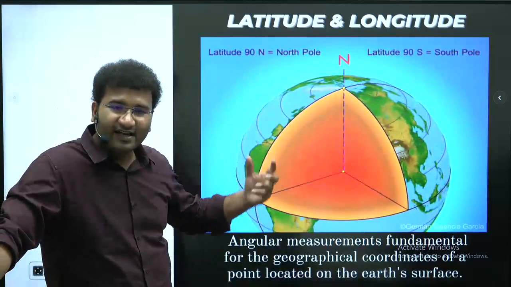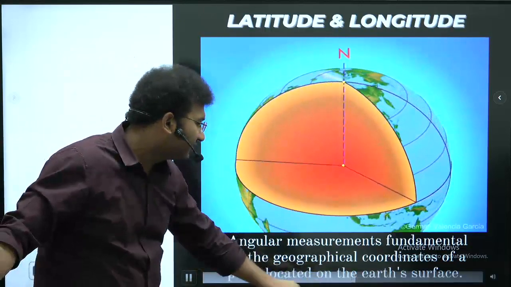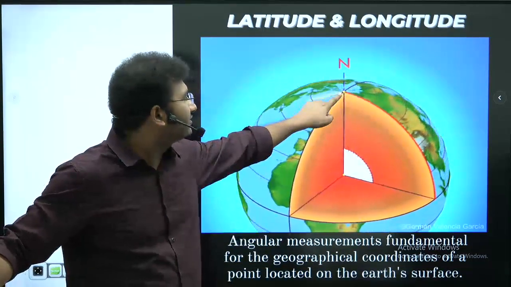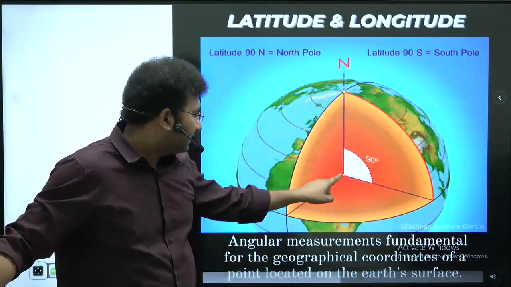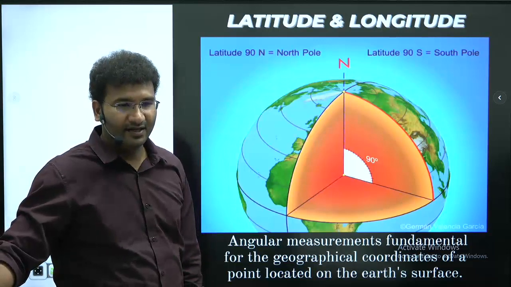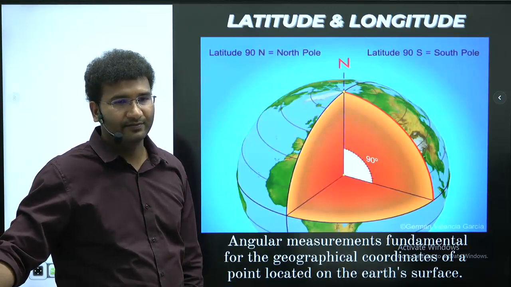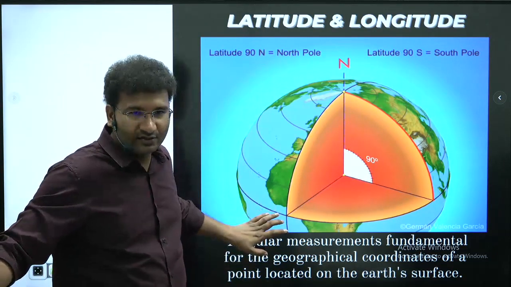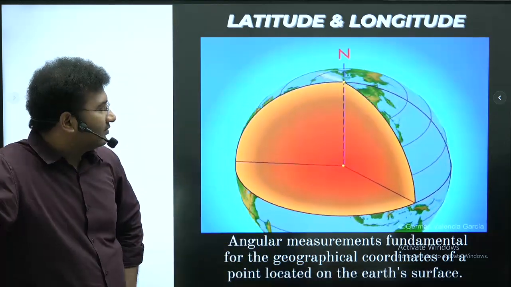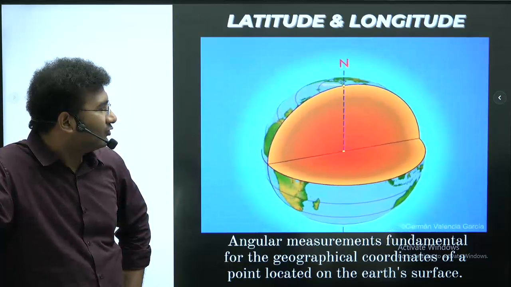Now why does 90 degrees latitude have so much significance? In simple terms, 90 degrees latitude will coincide with the poles. Look here, this angle with the North Pole is 90 degrees. Okay, 90 degrees latitude will coincide with poles, right? North Pole and South Pole. Can you imagine this?